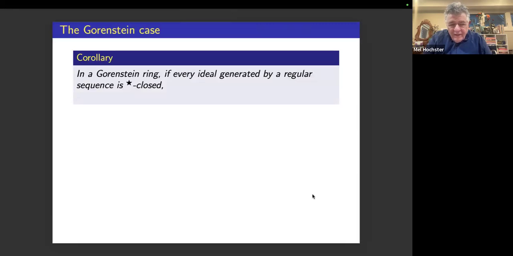By the way, this is very well known for tight closure, but it's obvious from the theorem that in a Gorenstein ring, if every ideal generated by a regular sequence is closed, then every submodule of a finitely generated module is closed, because everything has finite G dimension. So that's a different perspective on a theorem that's usually proved by other methods, by reduction to the finite length case.